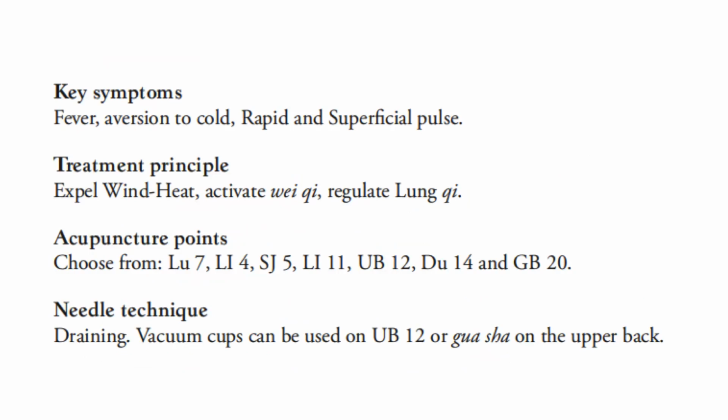For its treatment principle, we have to expel wind heat, activate the wei qi, and regulate lung qi. For the choice of acupuncture points, we may choose from Lung 7, LI4, Sanjiao 5, LI11, UB12, Du14, and GB20. We may use the draining needling technique. We can also use vacuum cups on Urinary Bladder 12 or gua sha on the upper back.